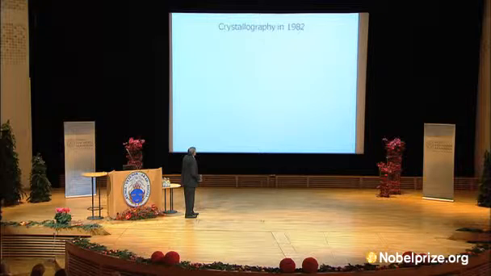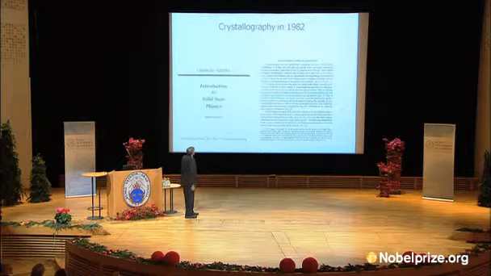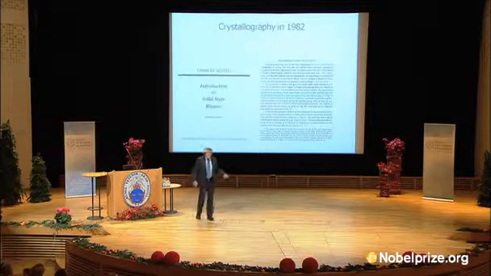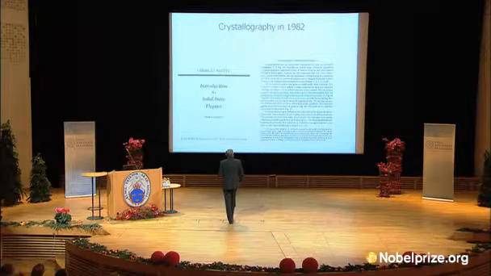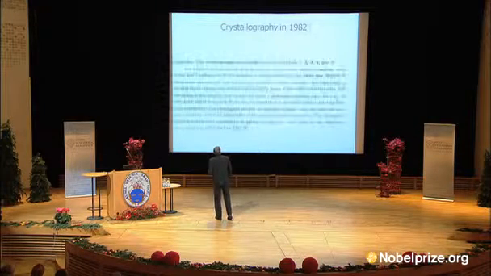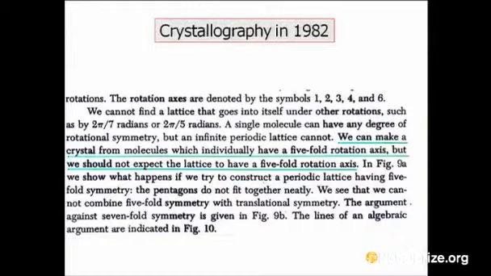And then there were books. These were the books that we have studied. This is a book on physics by Kittel. And the book says the following: we can make a crystal for molecules which individually have 5-fold rotation axis, but we should not expect the lattice itself to have 5-fold rotational axis. So this was the wisdom, and the science of crystallography was a mature science. Nobody expected anything new to be discovered.